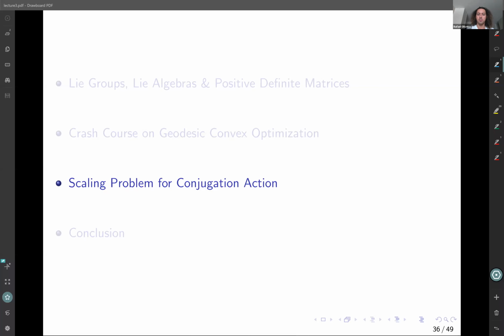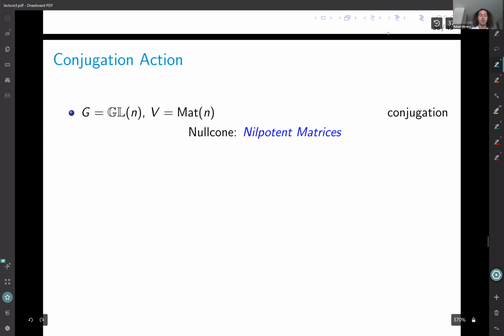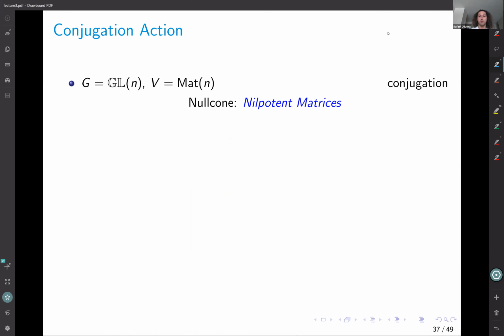Hi everyone, welcome to the second part of lecture 3. Now that we had a crash course on geodesic convex optimization, we're going to see how to give a geodesic gradient descent algorithm for the conjugation action problem. Okay, so what is the conjugation action problem?